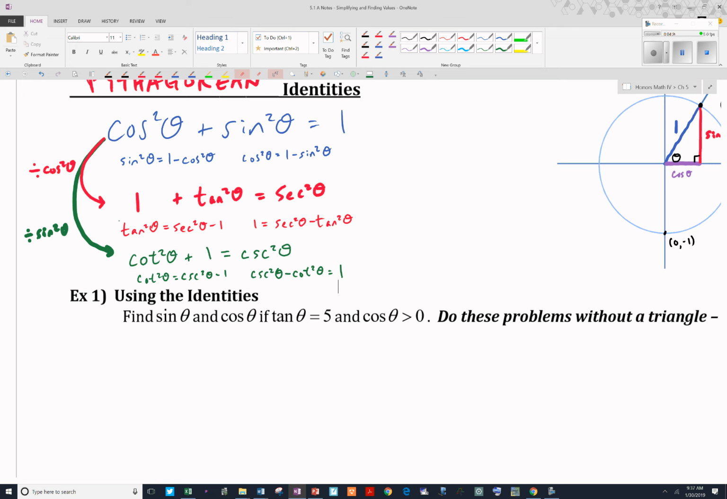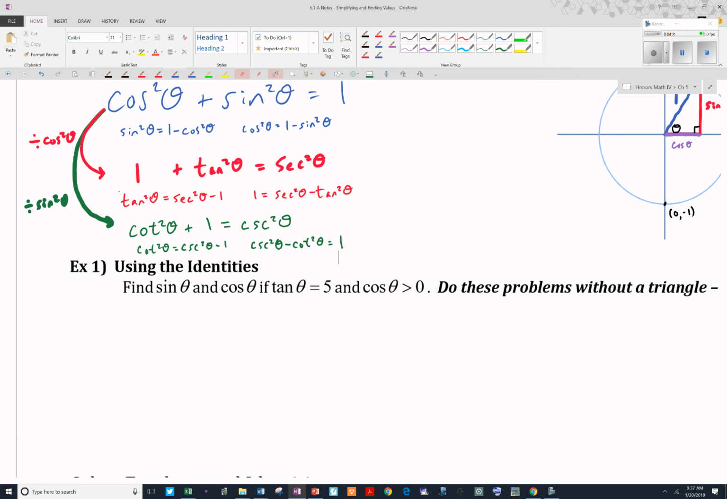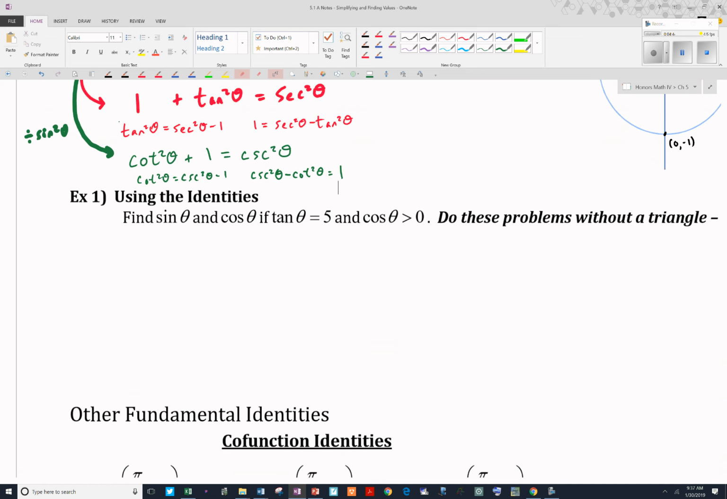The first thing we're going to do is use the identity to evaluate some trig values. At any point going forward in this class, you are not going to be allowed to use triangles to find other trig values. We want you to use the identities instead. So in this problem it says, find sine and cosine if tangent is 5. And then we're also told that cosine is positive. Well, we must be in quadrant 1 if cosine is positive and tangent is positive. So I'm just going to put that right away. We know we're in quadrant 1 because both cosine and tangent are positive.